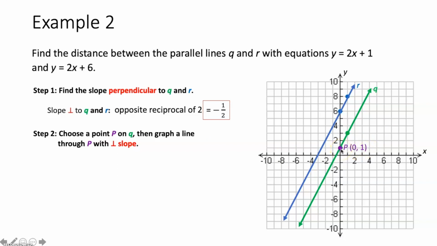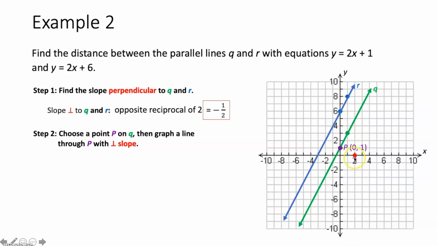So we are going to graph a line through this point that we just chose on line Q with our perpendicular slope. The perpendicular slope is -1/2, which means from our point that we chose, we're going to go down 1 and to the right 2.